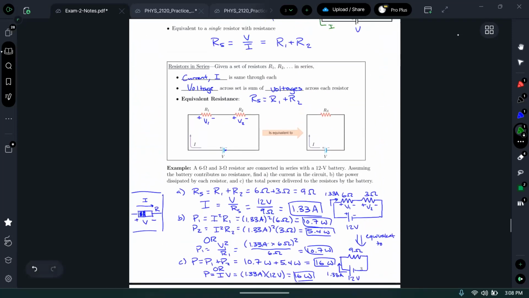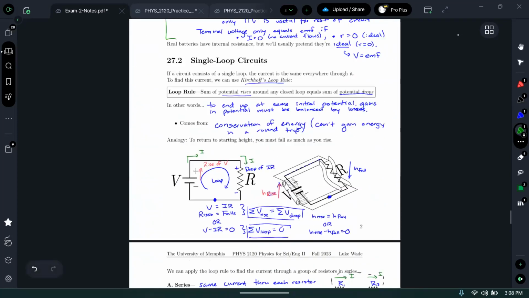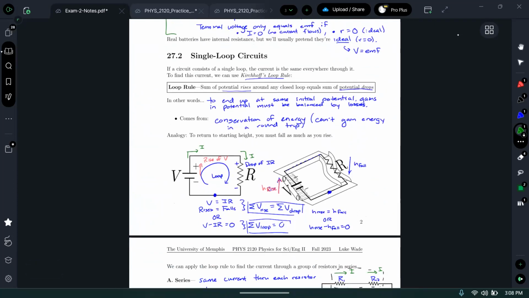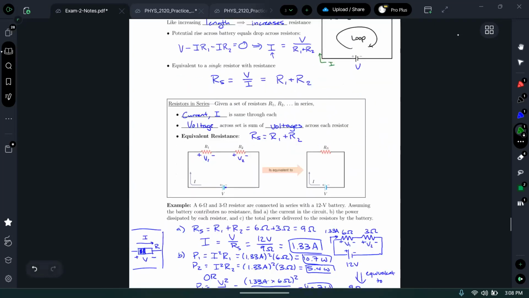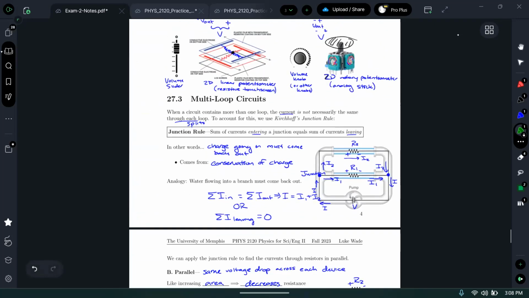Because that's the main thing for the loop rule, I'm going to say all the lead up to it is not what you're being tested on. And similar for the junction rule, all the lead up to it is not what you're being tested on. It's can you apply it?